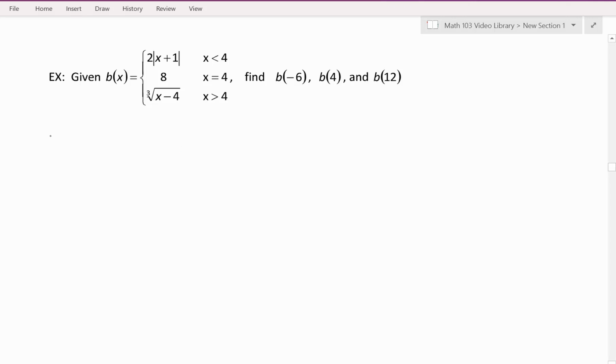Let's start with b of -6. We turn our attention to the x value of -6. We need to determine which of these categories the x value falls into. Is it less than 4, equal to 4, or greater than 4? -6 is definitely less than 4. Therefore, when evaluating, we're going to use 2 times the absolute value of x plus 1.